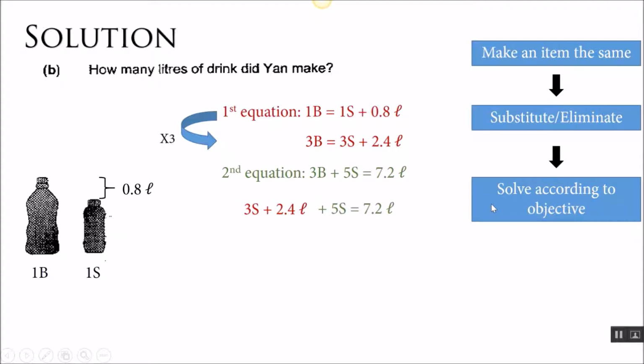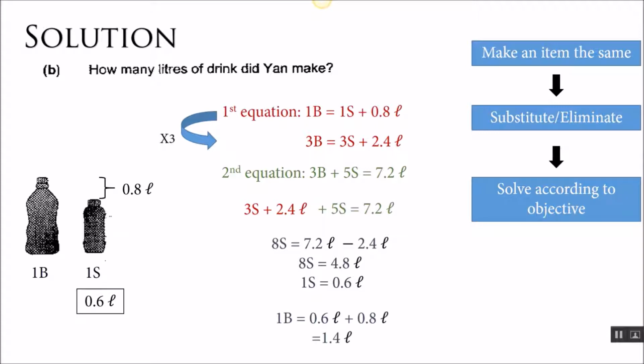Because I need to find out the total amount that Yan made, what I have to find out is both the large bottle and the small bottle. So to solve this, I will have 8s equals 7.2 liter minus 2.4 liter. And thereafter, I'll be able to get one small bottle is 0.6 liter. From here, I also need to find out what one large bottle is, which is simply 0.6 liter plus 0.8 liter, and that's where I get 1.4 liter.